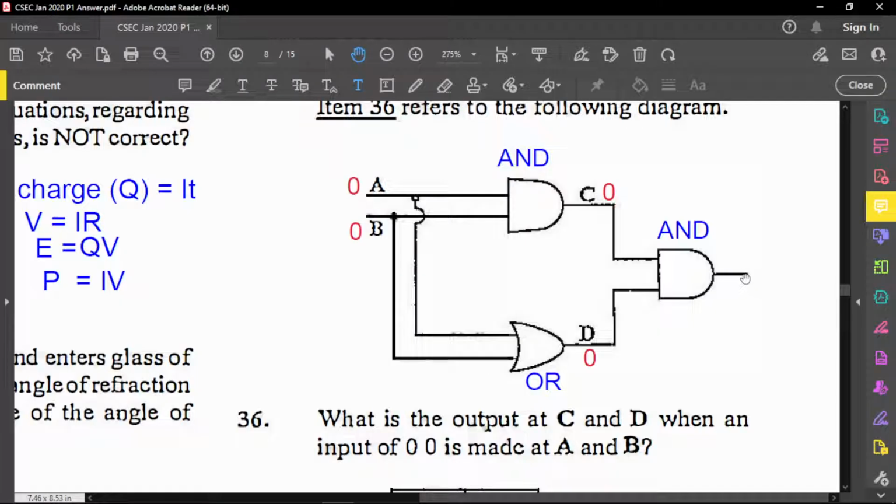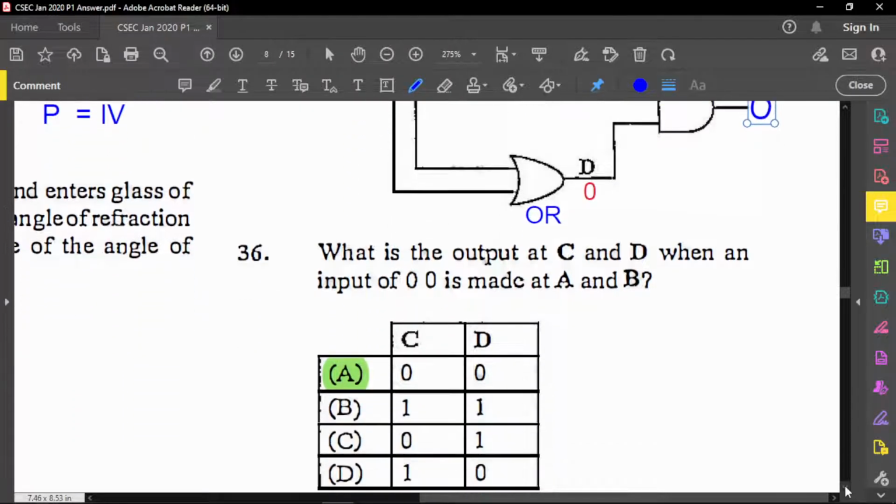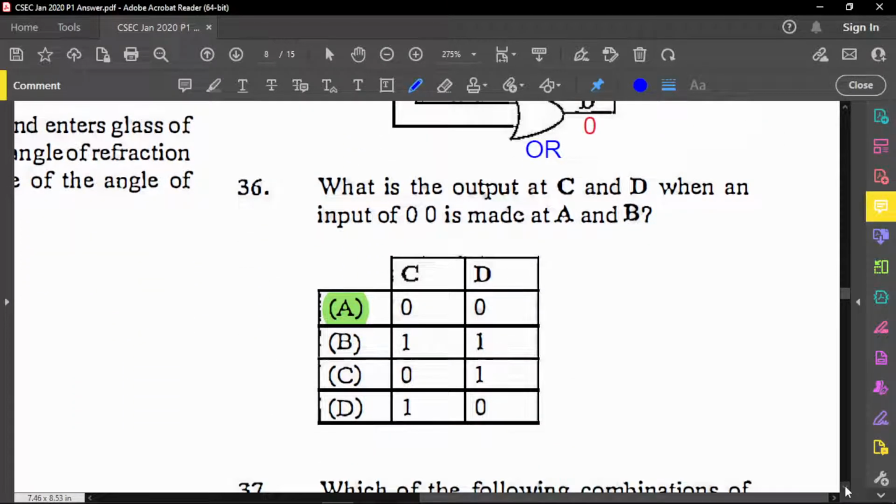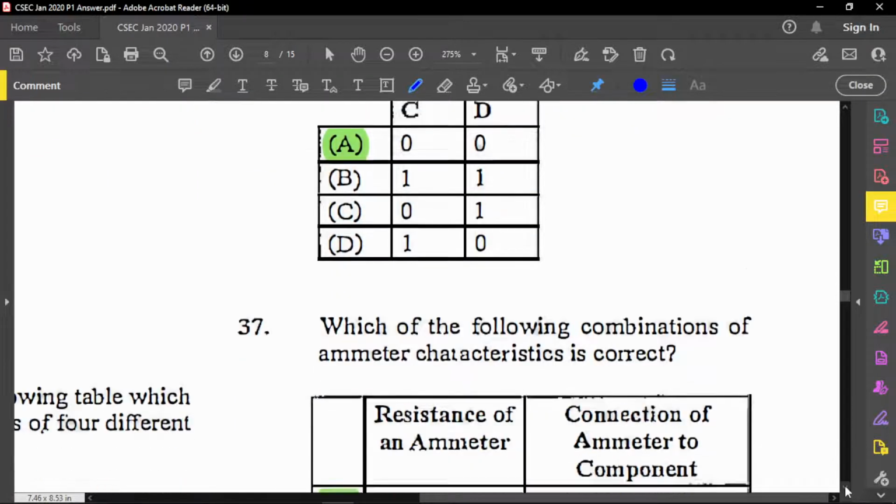And naturally, the last AND right here, they didn't ask us for that, but it must be 0. The reason why it must be 0 is because this is an AND gate, so C and D must be on for this final output to be on. Therefore, all of this will be off through the entire circuit. So option A is the correct answer. Both C and D will be 0.